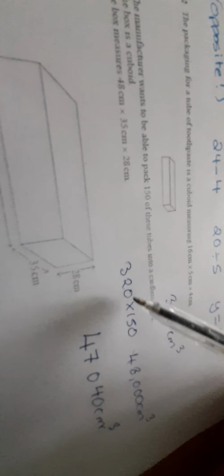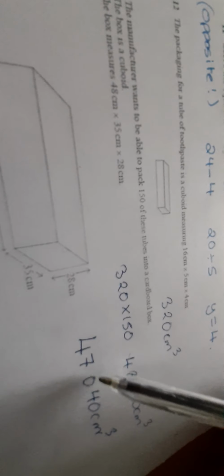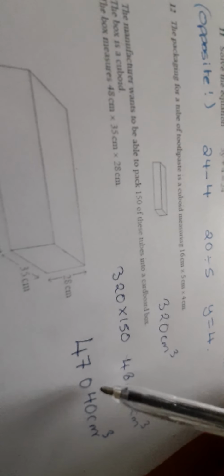Packaging for a toothpaste. Start by getting the volume of that box, 320. Get the volume of the big box. Just multiply the 3 numbers. You get 47,040. He wants to fit 150 of the small ones into the big one. So see how much space he needs. 320 times 150 is 48,000. So you can see that he doesn't have enough space in the big box. So you just say, no, it's a bit too small.